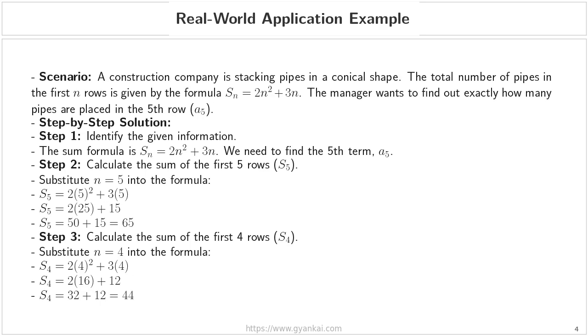In step 3, we must find the total number of pipes in the first 4 rows, which is S sub 4. We substitute the number 4 into the formula. This gives us 2 times 4 squared plus 3 times 4. Calculating the square first, we get 2 times 16 plus 12. This results in 32 plus 12, which equals 44 pipes.